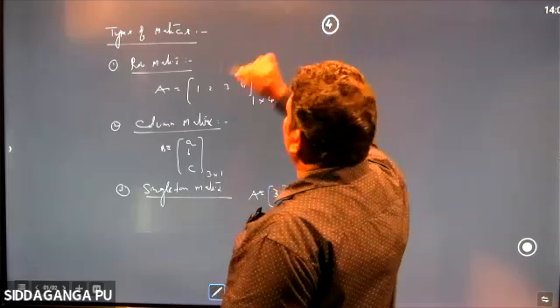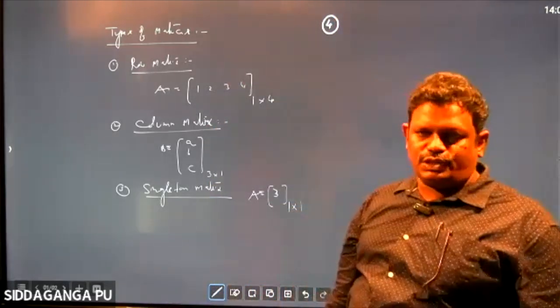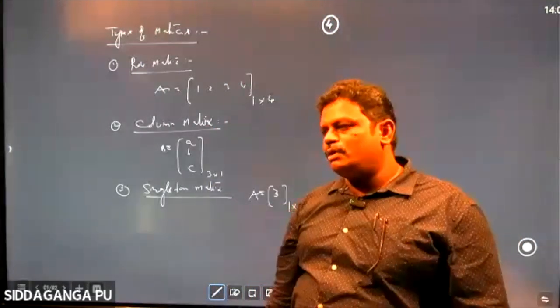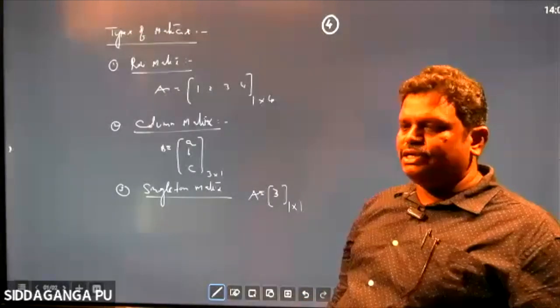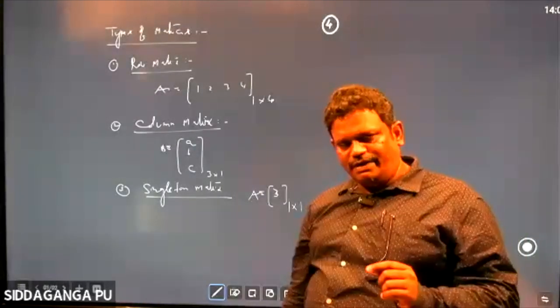Now, we already discussed row matrix and column matrix. Another one is the singleton matrix, which means a matrix that contains only one element.